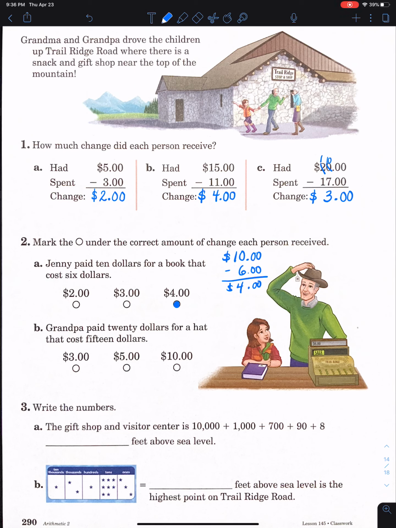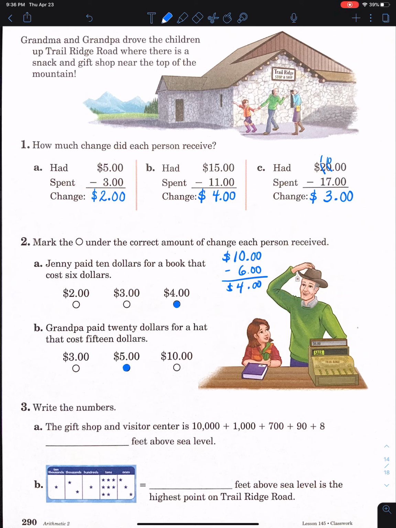Now, Grandpa paid $20 for a hat that cost $15. So he took his $20 bill, gave it to the cashier. The cashier rang up the hat. The hat was $15. How much money should Grandpa get back? What's 20 minus 15? Yep, it's $5. So he would get $5 back.